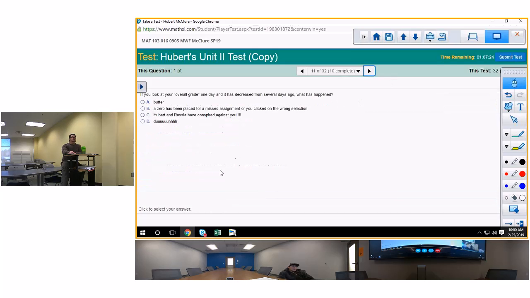Okay. Next, if you look over your overall grade one day and it has been decreased from several days ago, what has happened? I will take B, and C, but that's not the answer. I mean, C is not the answer, but A is. But I'll take C.